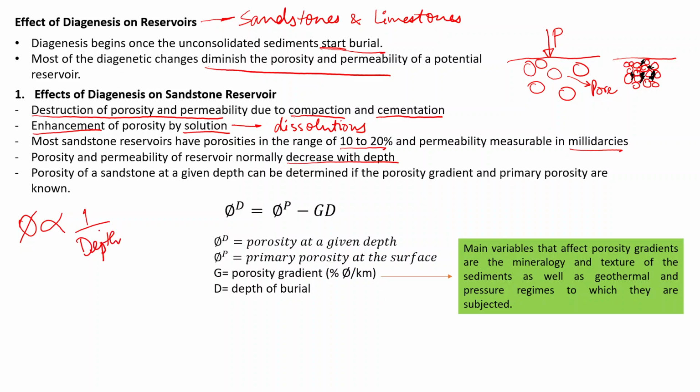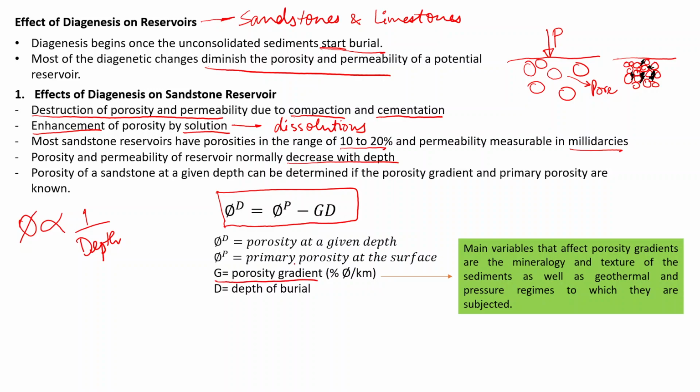Okay, so porosity of a sandstone can be given by this formula at a given depth. So porosity at a given depth is equal to primary porosity, normally measured at the surface, minus the porosity gradient multiplied by the depth of burial. So the porosity gradient can be measured in percent porosity per kilometer. So with depth, what is the change in the porosity? Okay, and porosity gradient is very important.